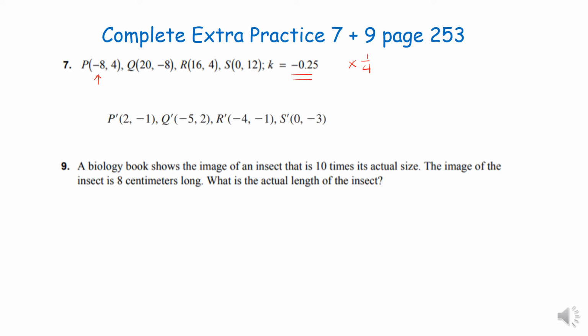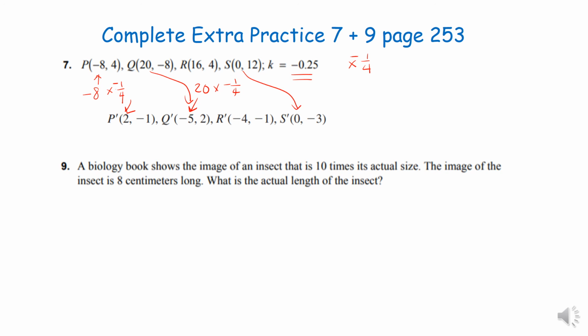Okay, so these are the new numbers. So notice that -8 times 1/4, it's -1/4, sorry about that. So the negatives cancel, and it's 2. Okay, you pick this one. 20 times negative 1/4 would equal negative 5. So each one of those points needs to be multiplied by negative 1/4. And don't forget that 0 times any number is still 0.